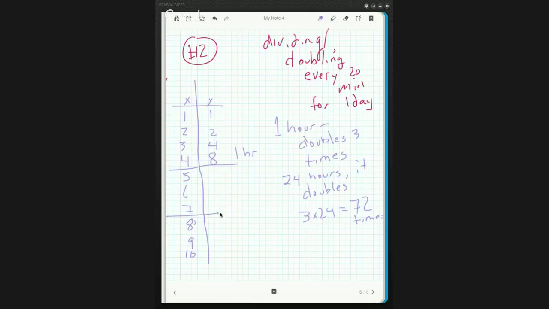Then this is going to be 2 hours, right? So every 20 minutes, it's going to double. So if we double here, it's at 16 after 20 more minutes. And now 20 minutes from then, it's at 32. And then 20 more minutes, it's at 64. And now we're at 2 hours. Now after 3 hours, it's gone to 128, doubles again 256, doubles again 512. And that's 3 hours.